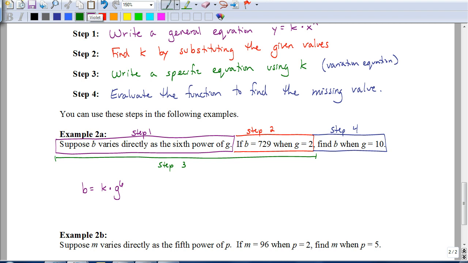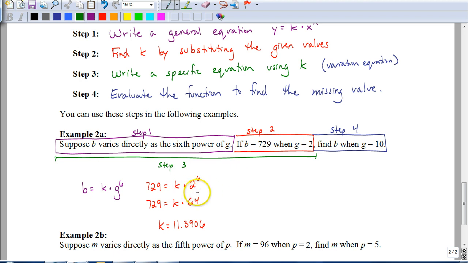Okay, now on to step 2. Step 2 says if b equals 729 when g equals 2. I'm going to plug those two numbers in to figure out what k is. So notice nowhere in here does it tell me that I need to find k. But doing these problems, you need to know that is part of the solution. You need to figure out what k is, even though they don't ask you. So it's going to be b, which is 729, equals k times my g, which is 2 to the 6th power. Now 2 to the 6th power is 64. So we get k is 11.3906. Again, remember not to round.